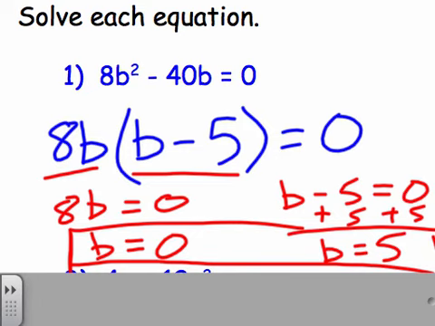And you could kind of look at your equation right away and say, well, how do I make this 0? We'll put a 5 in for b. So b equals 5 out here. How do I make that 0? Put a 0 in for b. So b equals 0 and 5. Some people can do this much quicker.